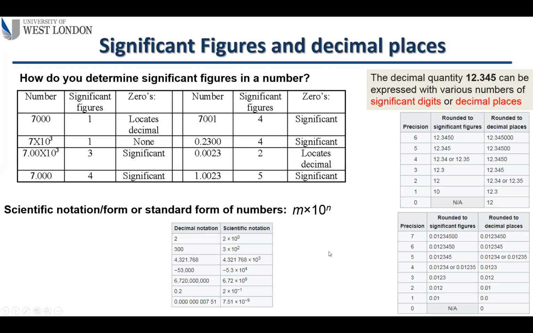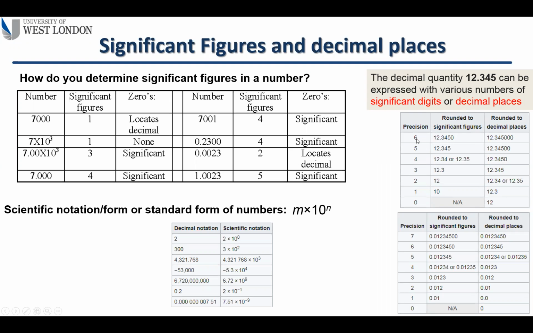So let's move on and give more examples. For example, the decimal quantity 12.345 can be expressed in different significant figures. However, we have another term, the decimal places. We can say if this figure is accurate to a specific number of decimal places. That brings another, larger term, precision. For example, we can have this figure 12.3450 as 6 significant figures.